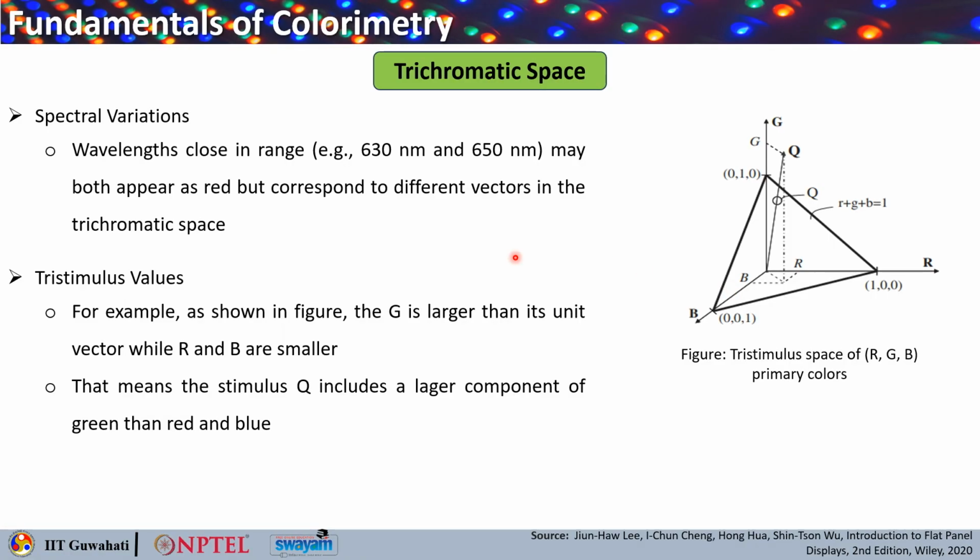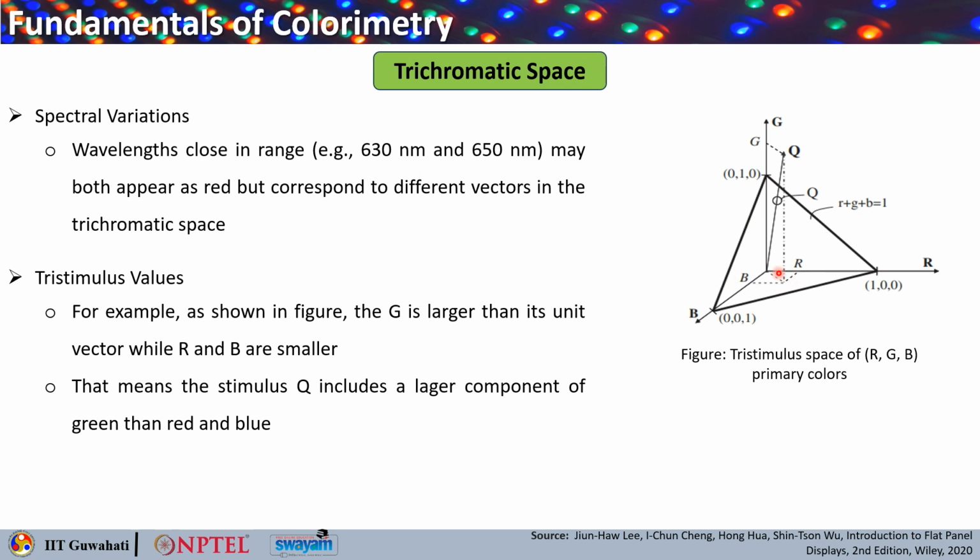So, let us take some example tri-stimulus values. For example, if you see here the G, in this particular case for Q color, the G is larger than its unit vector itself, because the G value is here and the unit vector was here. So, the G value is larger than its unit vector, whereas the projection on the RB plane only gives you small values of R and B.